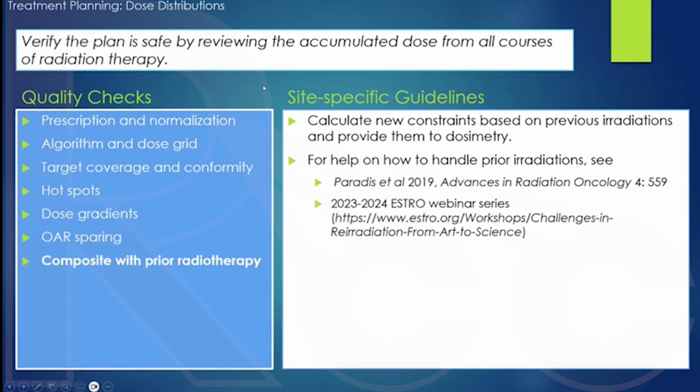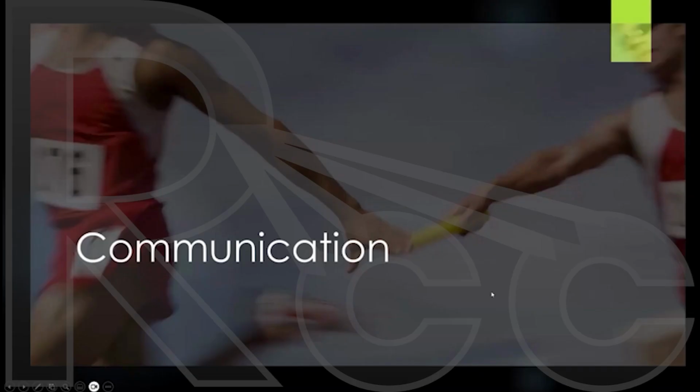Okay, so when this is done, what we want to do is verify the plan is safe by reviewing the accumulated dose from all the courses of prior RT that abut or overlap. And we should calculate constraints for a new plan and give that to the treatment planner based on the prior RT and provide this information upfront in planning. Below are some references that you can refer to offline on how to handle prior RT.